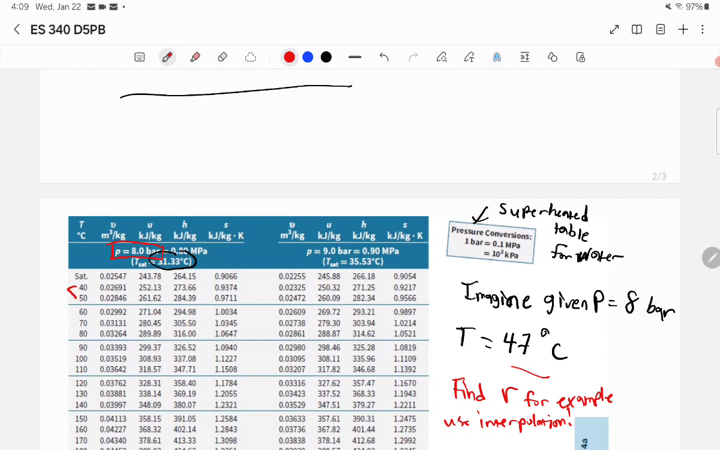You would use interpolation here. Okay, so this is an example. I want to find the specific volume in this case, and I would have to interpolate between these values. So I know it's going to come out somewhere between 0.02846 and 0.02691, somewhere in there, but I have to use linear interpolation to find that value, which I'll show in the next videos. Hope that was quite helpful. See you again next time.